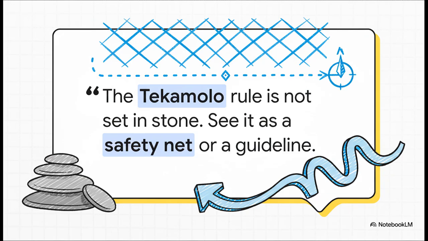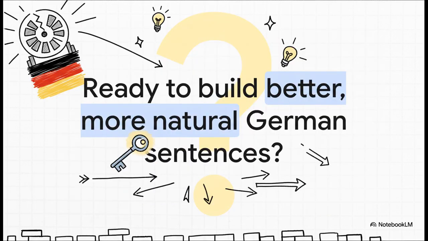Now, it's super important to remember something. After all these rules, don't think of TEKAMOLO as being set in stone. It's not a prison. You should see it as a safety net or a guideline. It's your home base, your default setting that will always sound right. But you'll hear native speakers bend these rules all the time to add their own style and emphasis. So, there you have it. The TEKAMOLO code is officially cracked. It's not some big scary mystery anymore. It's a tool, and now it's your tool to use. So the only real question left is, are you ready to get out there and start building some awesome, natural-sounding German sentences?